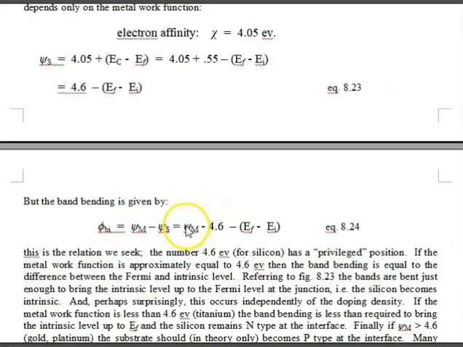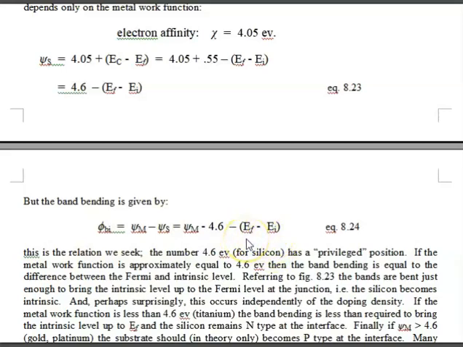And the point here, and this is a little bit of a curiosity, 4.6 is kind of a privileged position. If the work function is on the order of 4.6, then we know that phi sub bi, the band bending, is equal to the difference in the work function. So this would go out, this would be 0, and then phi bi would be equal to EF minus EI. Or if we flip it, it would be EI minus EF.